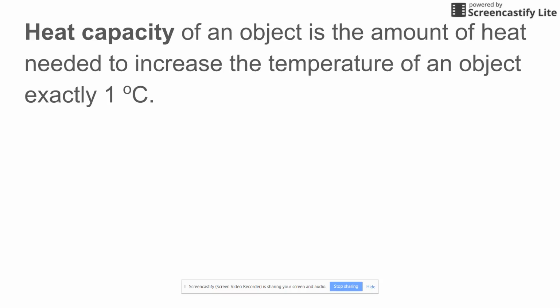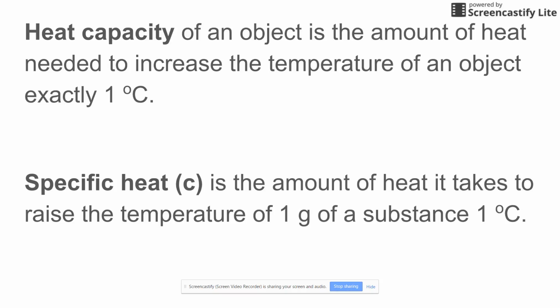The heat capacity of an object is the amount of heat needed to increase the temperature of an object exactly 1 degree Celsius. That lays out the groundwork for this other idea called specific heat. Specific heat is denoted as C, and it is the amount of heat it takes to raise the temperature of 1 gram of substance 1 degree Celsius. The link between heat capacity and specific heat is that specific heat is essentially heat capacity per gram.